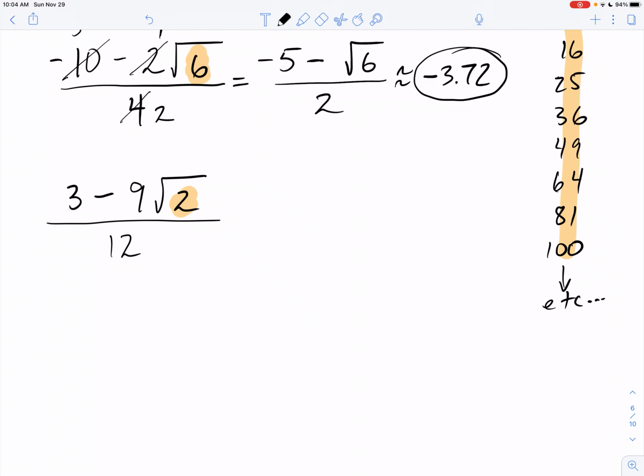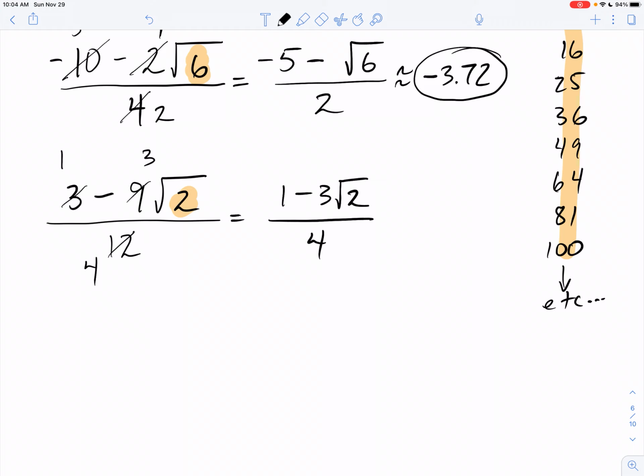I'm assuming you paused it and tried it. So let's see. I can't simplify, but I can reduce. All of these have a 3 in common, so 3 goes into it 1, thrice, 4 times. So my simplified version would look like this: 1 minus 3 rad 2 over 4.